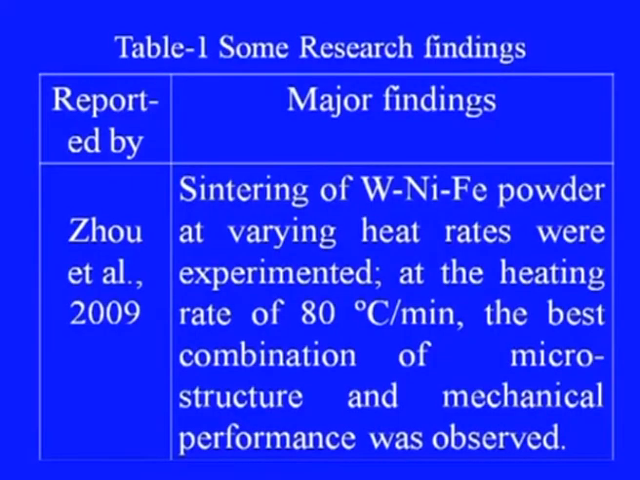Let us see some more research findings as far as sintering is concerned. One work was reported by Zhu and his co-researchers in the year 2009. They worked on sintering of tungsten, nickel and iron powder at varying heating rates, and a heating rate of 80 degrees per minute they found to be the best for the microstructure and mechanical performance.